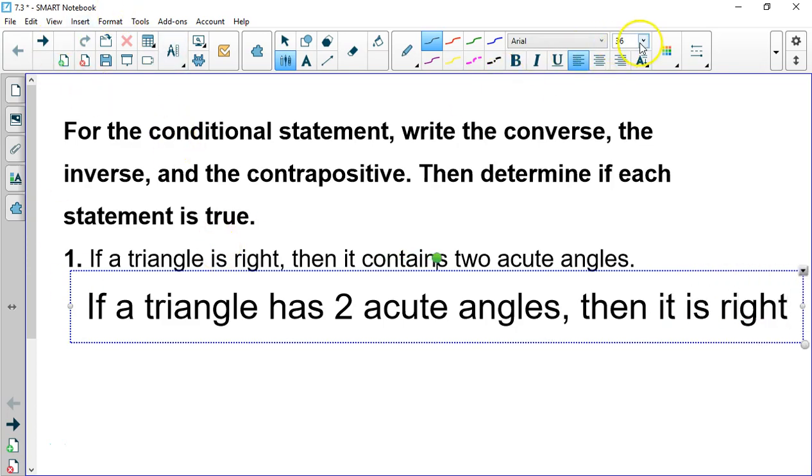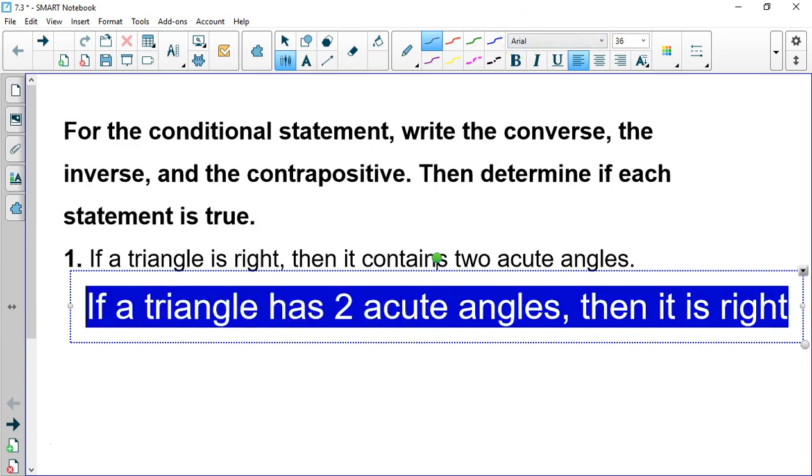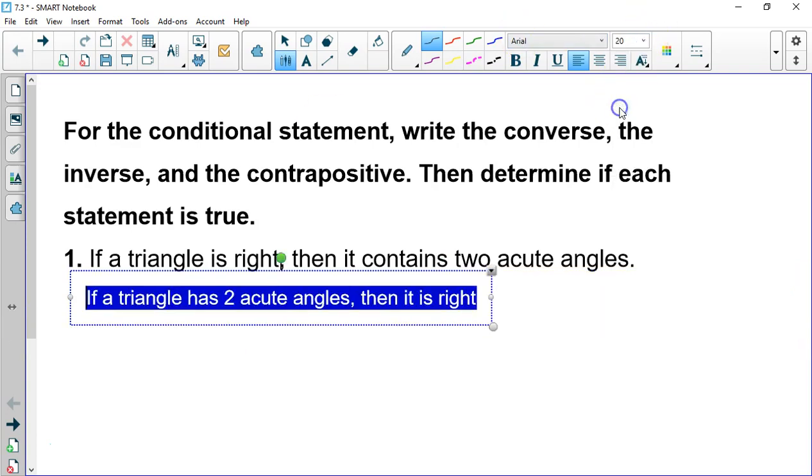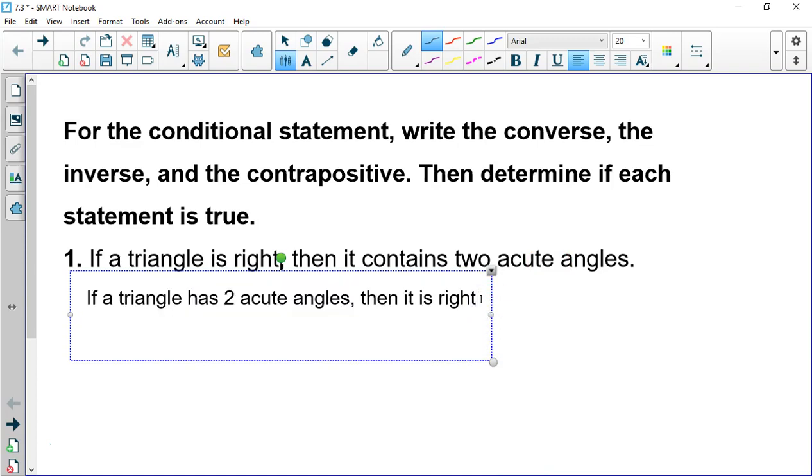Okay, let's just make this all a little bit smaller. How's that? That's better. Now, that is for the converse. Forgot to label it.